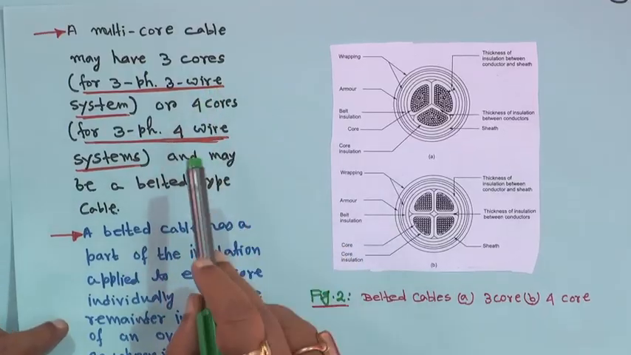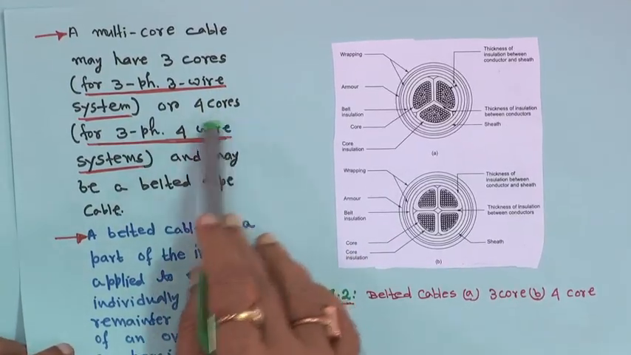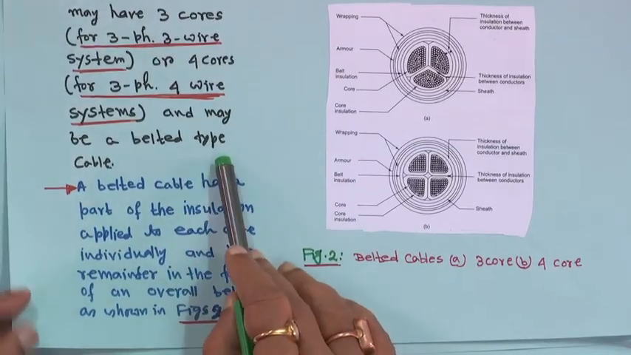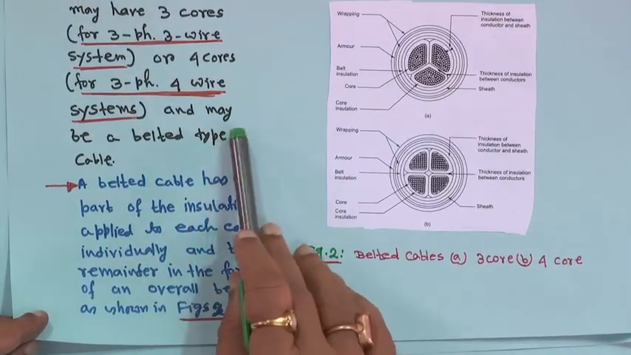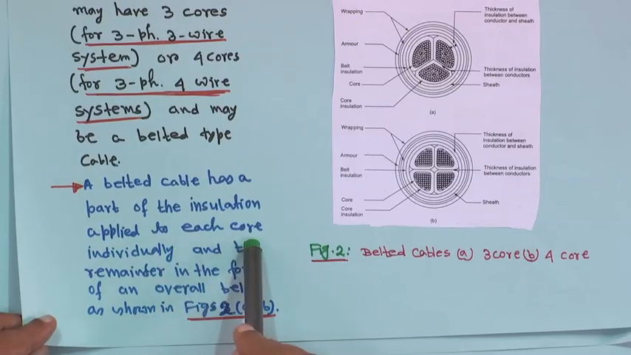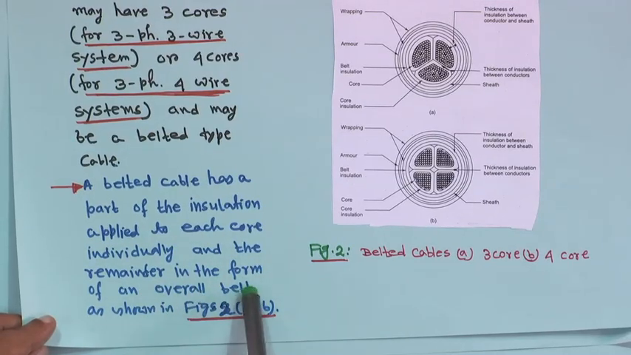Next is belted cables, 3 core and 4 core. I will come to that. A multi core cable may have 3 cores, that is for a 3 phase 3 wire system, or 4 cores, that is for a 3 phase 4 wire system, and may be a belted type cable. A belted cable has a part of the insulation applied to each core individually and the remainder in the form of an overall belt, as shown in figure 2 below.